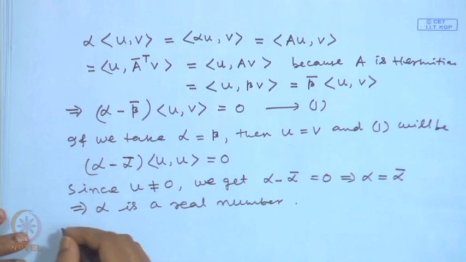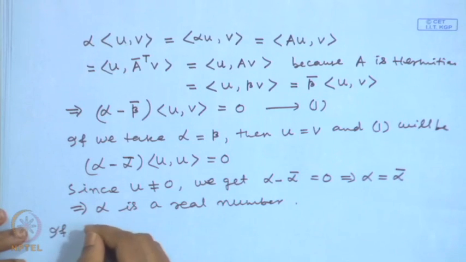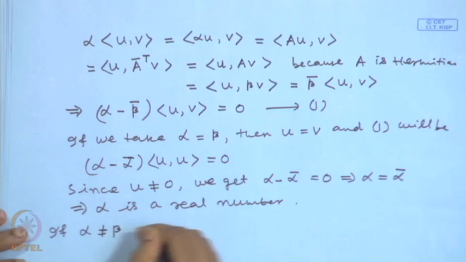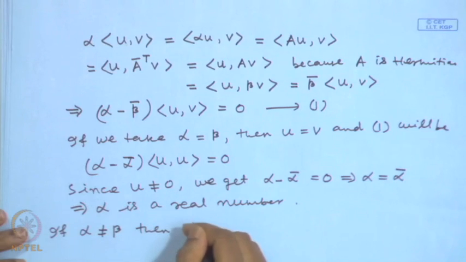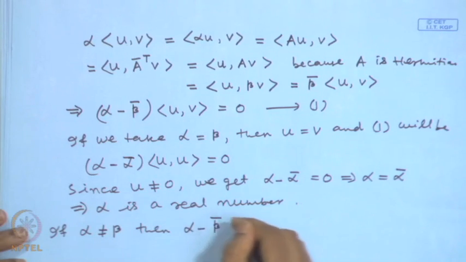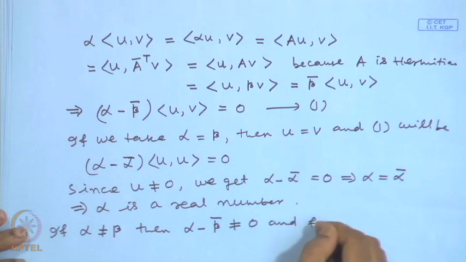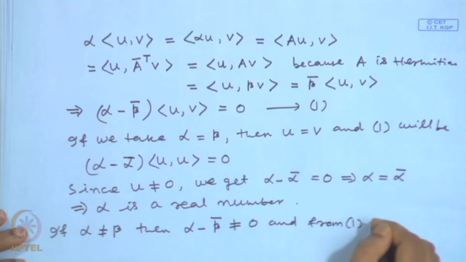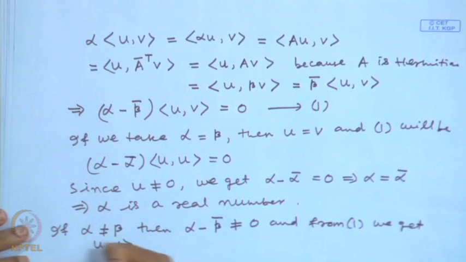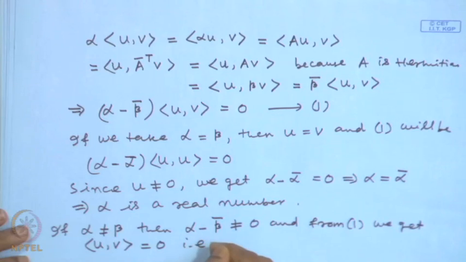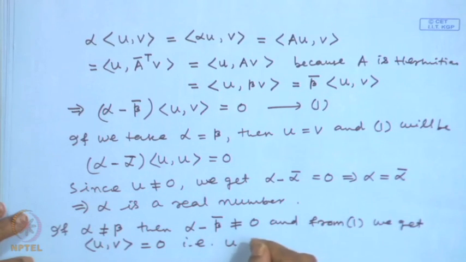So, next, if alpha and beta are distinct, they are different eigenvalues, then alpha minus beta bar is not equal to 0, and from 1 we get the inner product of u and v equal to 0, that is, u and v are orthogonal.